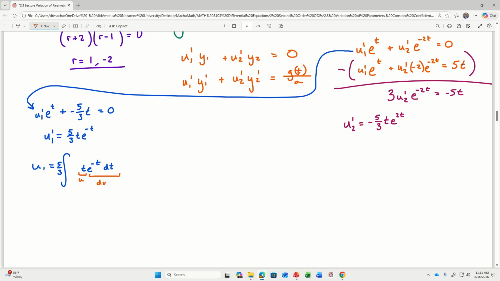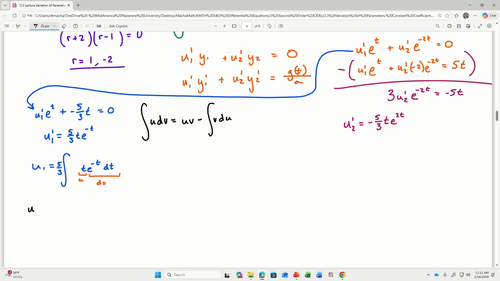If you don't remember integration by parts, the formula goes u dv equals uv minus v du. And if you've got a polynomial times an exponential, the polynomial is the u and the exponential is the dv part.